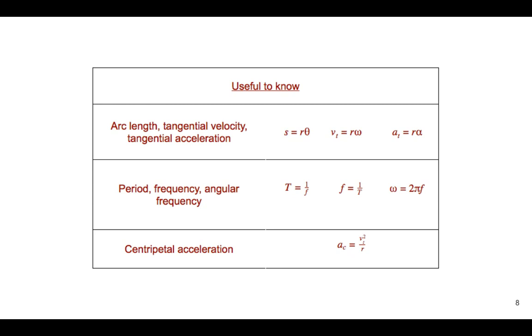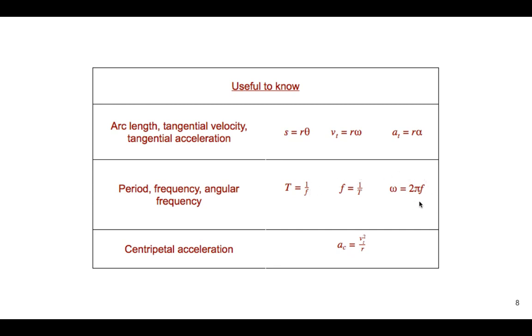There's also ones for period, frequency, and angular frequency. T is a big time. It's the period. It's the amount of time it takes something to go around once, to do a lap, for example. And frequency is how many laps it does per second. Well, frequency is the inverse of period. So T equals 1 over F. And if you solve that for F, you get F equals 1 over T.